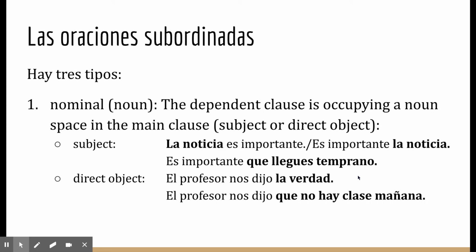Nominal is a noun clause. And the dependent clause, that means that the dependent clause is occupying a noun space in the main clause, okay? Which means it's either acting as a subject or a direct object. Now, maybe all of you are going, what the heck does that mean?